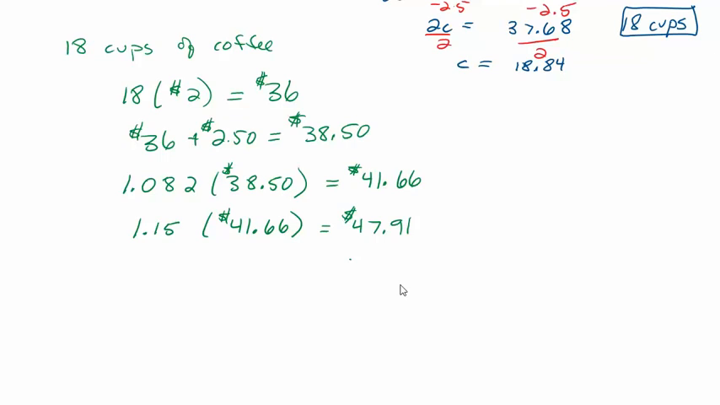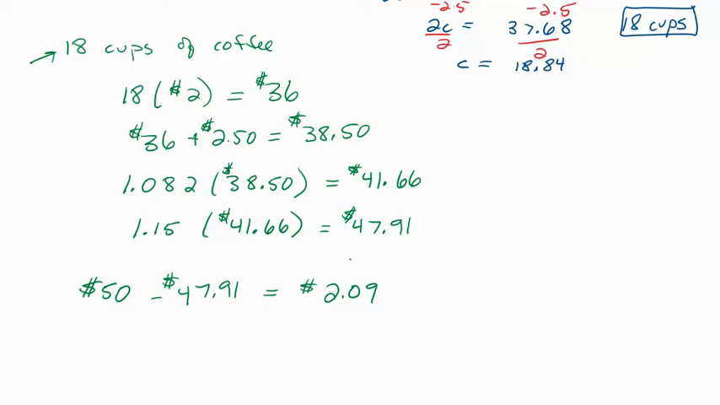Okay, now remember how much we started with. We started with $50. So if I buy 18 coffees, then I will spend $47.91. So how much change will I get? Well, let's subtract this off. It looks like I'm going to get $2.09 and change. So a coffee was $2. So you might be thinking, well, I could buy another coffee then, right? Because I have $2 left.